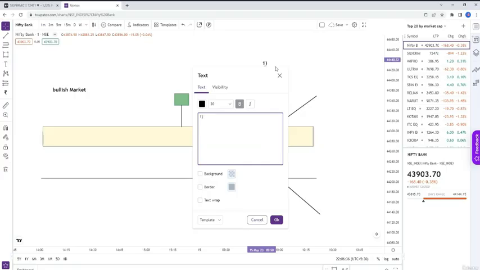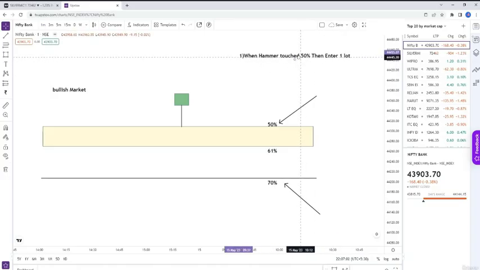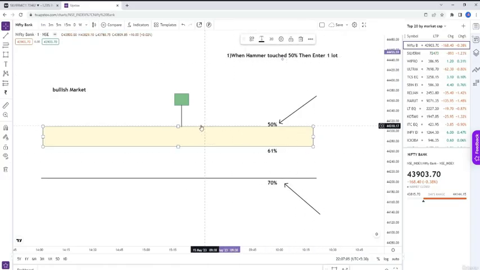So when a hammer touches 50%, enter one lot. If I talk about two lots, if it's a 50 lot trade you are doing, then 25 lots will be entered with a hammer. If there is any other candlestick at 50%, I am never going to enter.